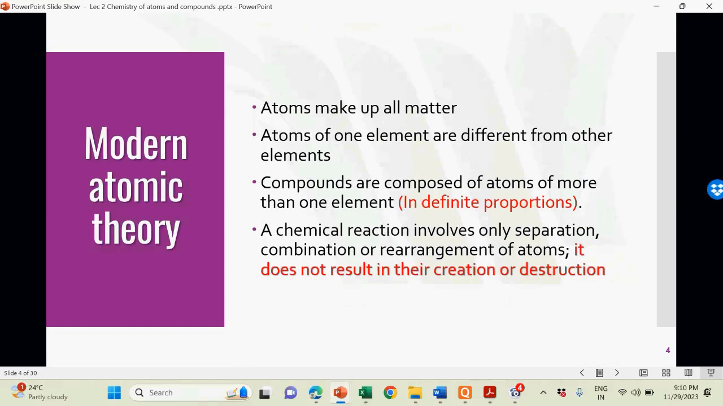Modern atomic theory says that these are the common rules that govern the identification of atoms, and how you consider or imagine the composition of atoms and how they are combined to form compounds.